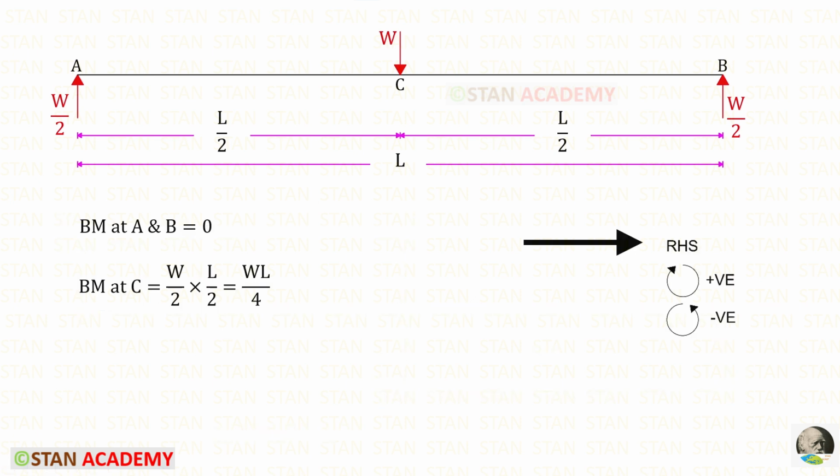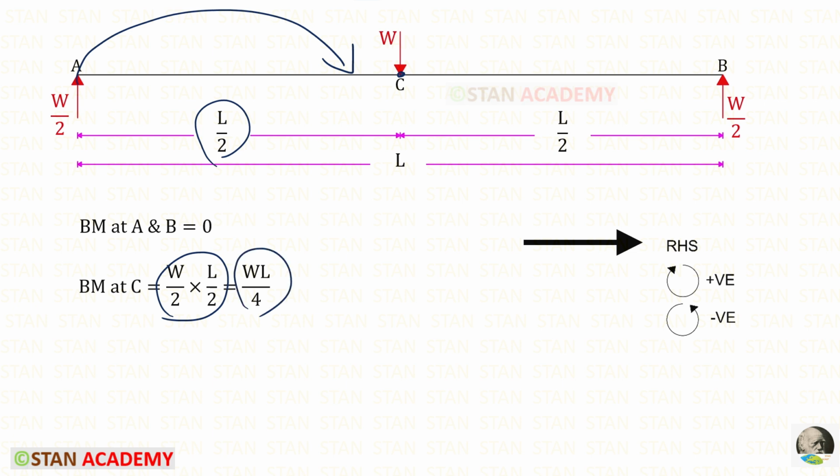Let us find the bending moment values. We know that in the simply supported ends the moment will be 0. Let us find the bending moment at C from the point A. In this case, we have to follow right hand side rule. Clockwise will be positive and anti-clockwise will be negative. Up to the point C, we have only this. This reaction is acting in the clockwise direction, so it will be positive and the distance up to the point C is L upon 2. So W upon 2 into L upon 2, we will get WL upon 4.